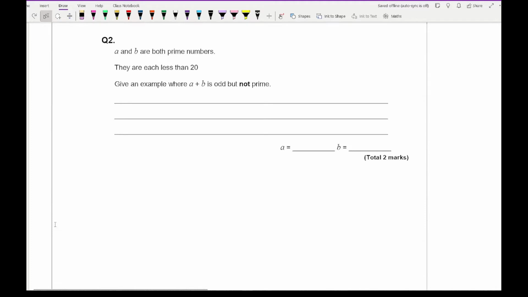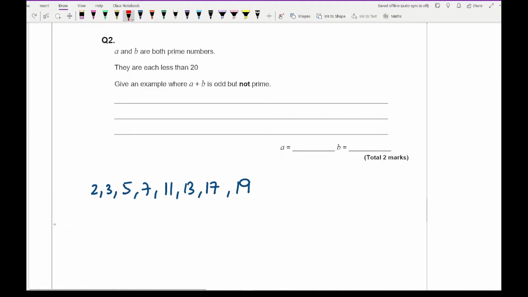Moving on to question 2, it says A and B are both prime numbers. They are each less than 20. Give an example of where A plus B is odd but not prime. So in terms of the prime numbers that are less than 20, we're looking at 2, 3, 5, 7, 11, 13, 17, and 19. I want to give an example of where when I'm adding 2 numbers, it gives me an odd number, but it's not prime. So in order for me to add 2 numbers together, I've got to add an even number and an odd number together.